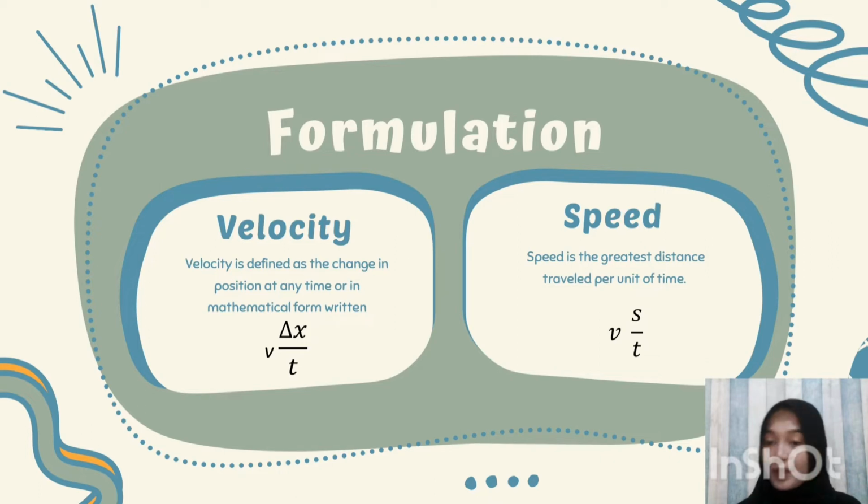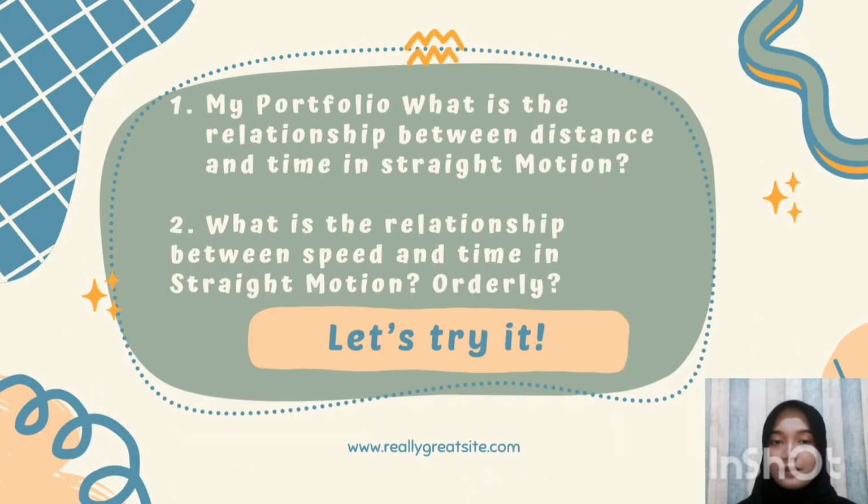Formulation: velocity and speed. Velocity is defined as the change in position per unit time, written mathematically as v = delta x per t, and speed is the total distance traveled per unit of time. This formula is v = s per t. Problem formulation: one, what is the relationship between distance and time in uniform straight motion? And two, what is the relationship between speed and time in uniform straight motion?